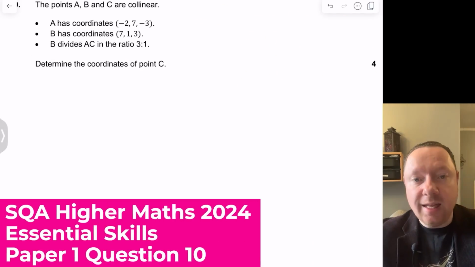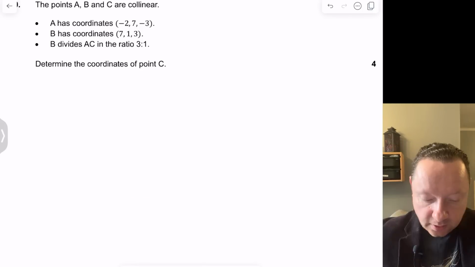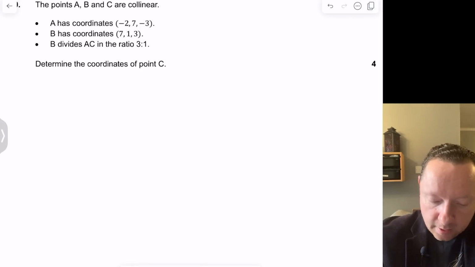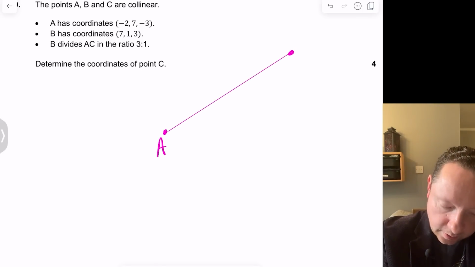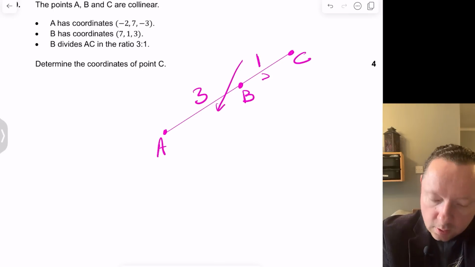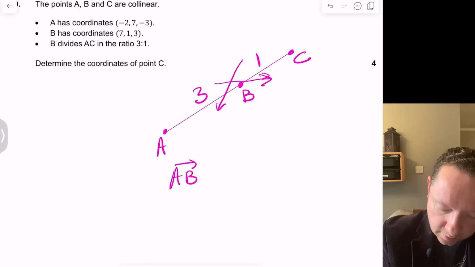Fine. Question 10. The points A, B, C are collinear. A has these coordinates, B has those coordinates, and B divides AC in the ratio of 3:1. Determine the coordinates of C. I always draw a little diagram for this to see what's happening. So if I draw this diagram here, A, and I've got C on the end, and B divides it in the ratio of 3:1, I've got 3 here and 1 here. So 1 lot of AB would equal 3 lots of BC. So I can just write that down. AB equals 3BC.